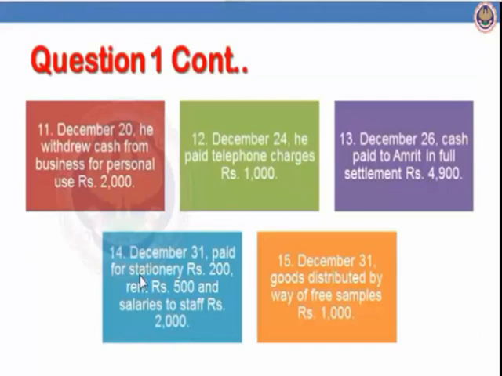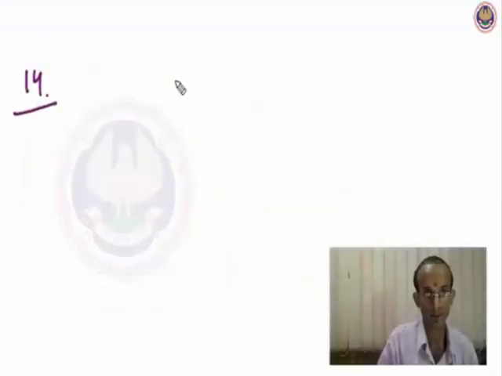So let us see the 14th transaction. On December 31st, paid for stationery rupees 200, rent rupees 500, and salaries to staff rupees 2,000. As all these transactions have taken place on December 31st and their nature is also the same, we can also pass a compound entry. So let us see the 14th transaction and its solution.